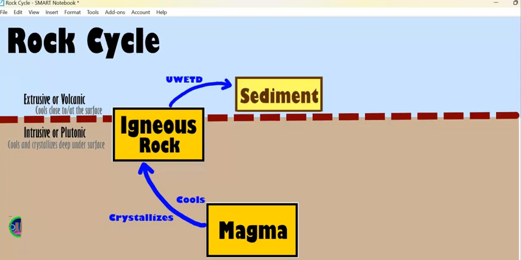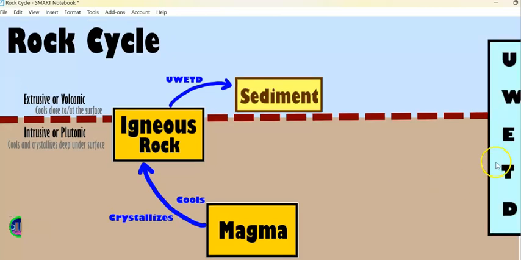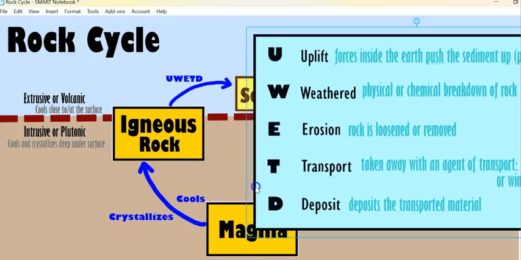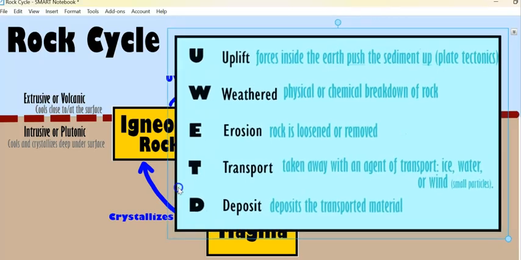Now, that igneous rock goes through some processes here. UWETD. And let me help you figure out what that is. But these pieces become sediment on the earth. Anyways, UWETD stands for uplift, weather, erosion, transport, and deposit.